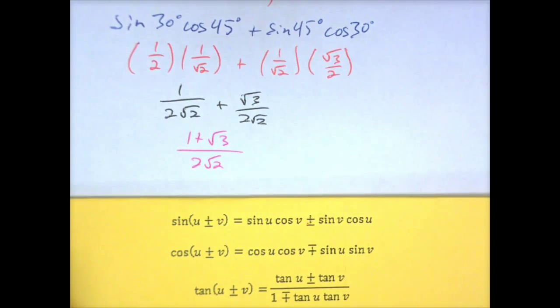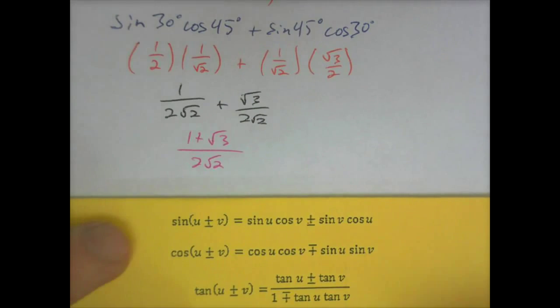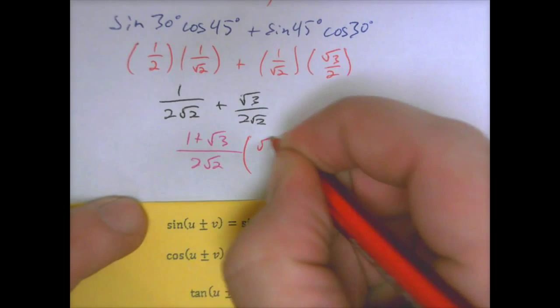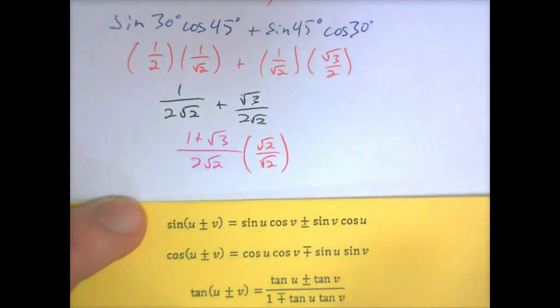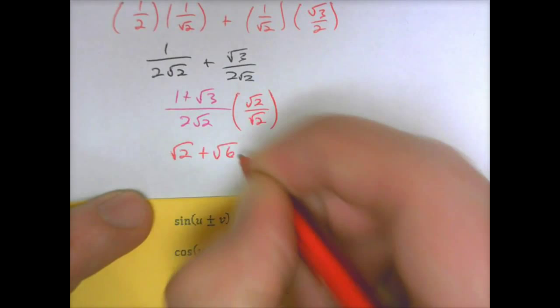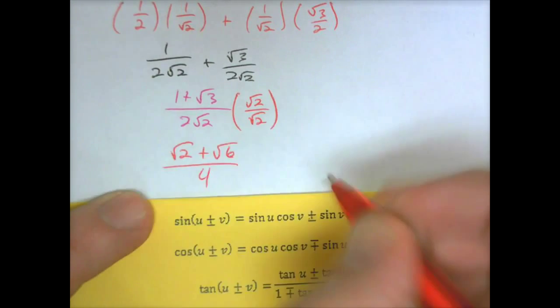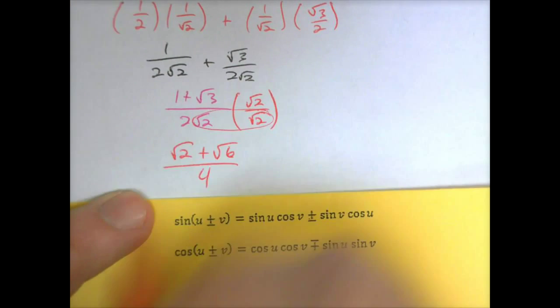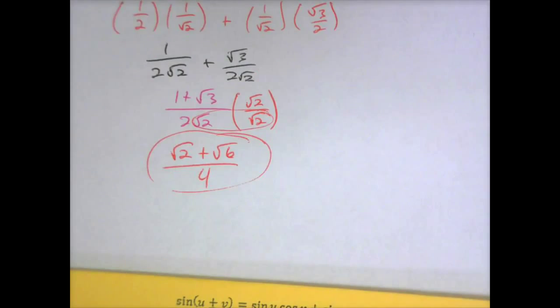The book is going to rationalize this, and you may see some rationalized answers on your test. So in order to rationalize, you would have to multiply by root 2 over root 2. And then we will have 2 plus root 6 over 4, because square root 2 times square root 2 is just 2. 2 times 2 is 4. And there would be your solution.